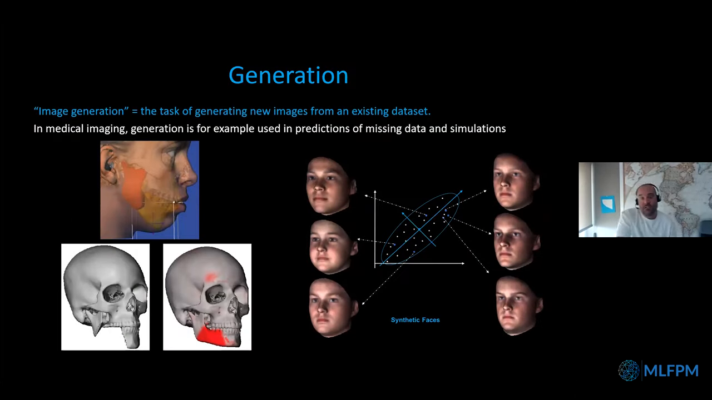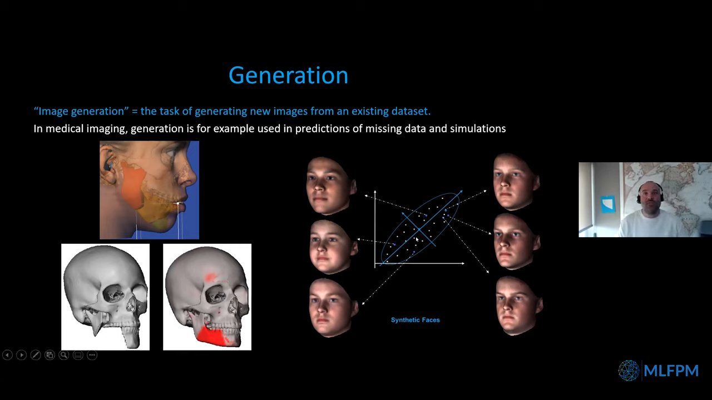That brings me to the last typical operation, which is generation. Generation essentially is a task of generating new images from an existing data set. This is typically done for simulation purposes. So if I have a known condition, I would like to generate something that I think is going to happen. If you look at the animation here, I try to plan an orthognathic surgery by moving the chin forward. So I'm asking myself, what would the facial envelope look like if I do this? And that is basically an application of image generation. You're trying to generate something that hasn't been given yet.